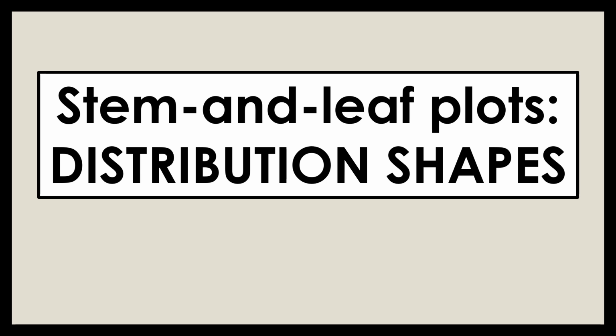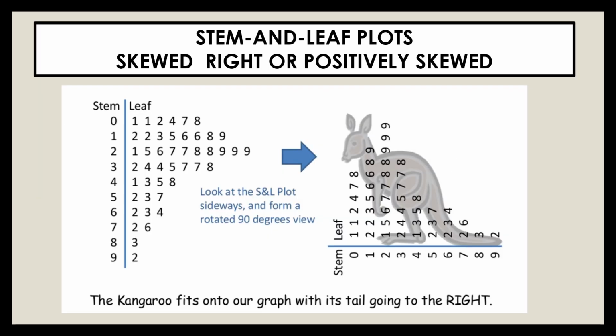Stem and leaf plots, distribution shapes. We actually saw a few of these distribution shapes for stem and leaf plots on Friday when we were working with the dot plots. The key is to look at the stem and leaf plot sideways. So we are rotating 90 degrees to the left, and then we can show the distribution shape.